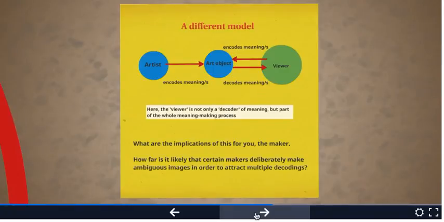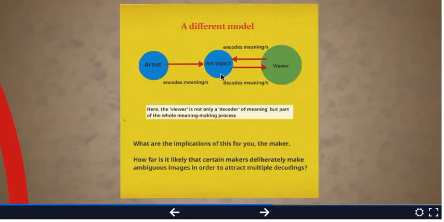We're going to go back to a model that perhaps might be useful when you're looking at a piece of art or a craft object, whatever it might be. And that is this idea of the artist who encodes the meaning into the art object. Now the viewer here decodes the meaning and also encodes meanings back into the art object. So the viewer isn't just a decoder of meaning, but part of the whole meaning-making process themselves. And there are examples of this, and we'll come to some tangible examples in a minute.